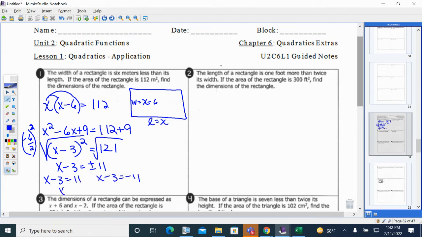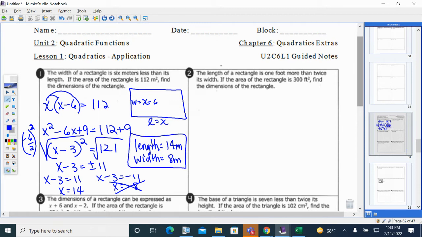Add 3. 11 plus 3 is equal to 14. And then when I add 3 on this next one, I get x is equal to negative 8. Now, the issue here is that the length is x. Length cannot be a negative number, so the negative 8 is just going to go away, and we're left with the length is 14 meters, and the width would be 14 minus 6, or 8 meters.